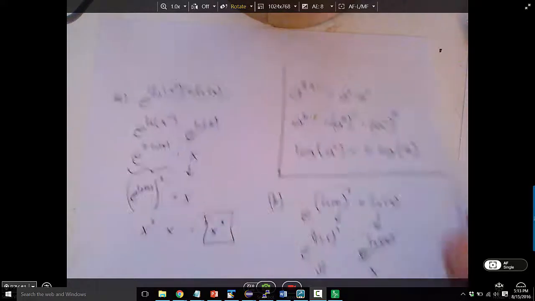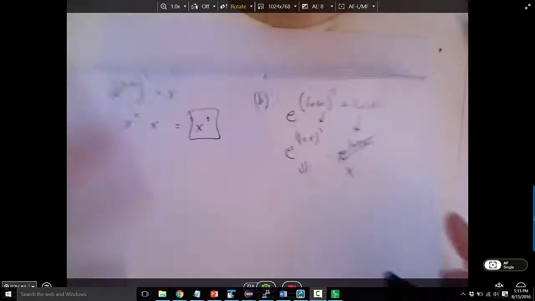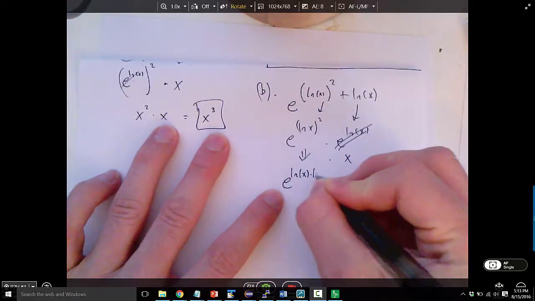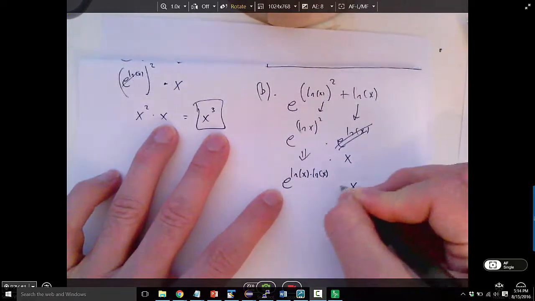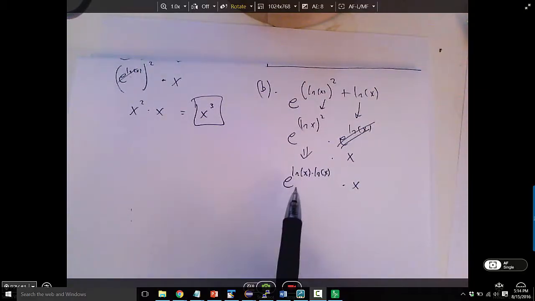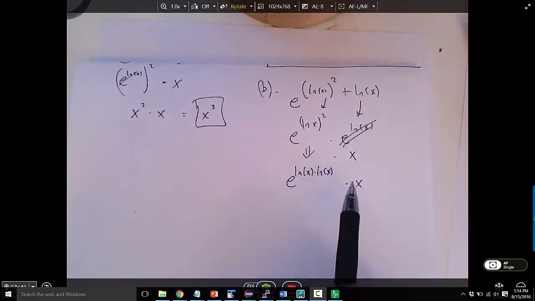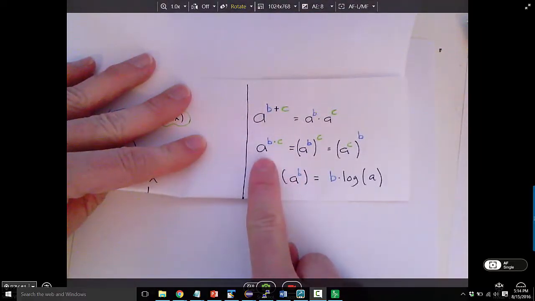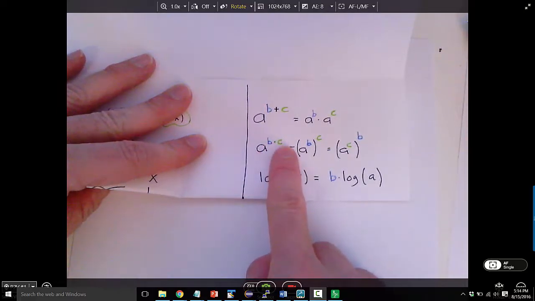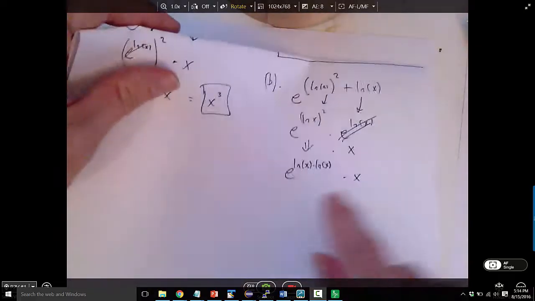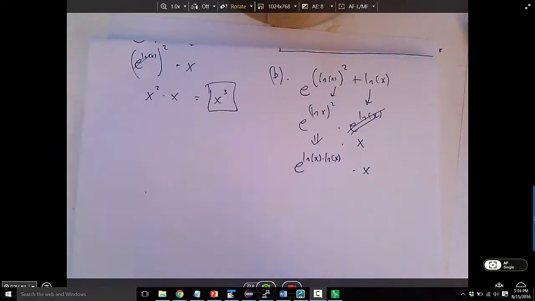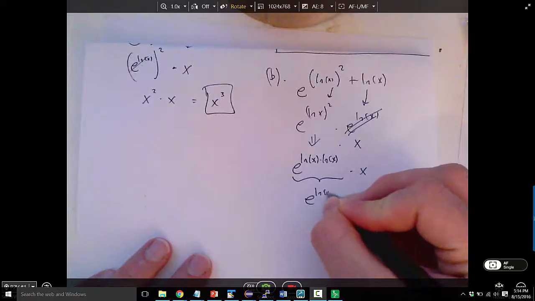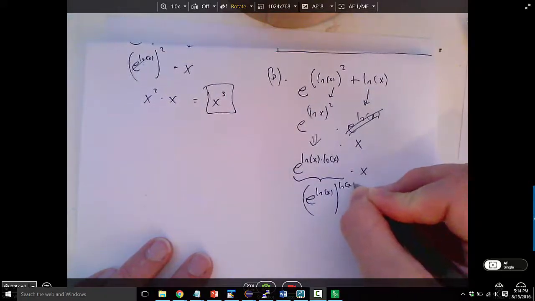So I'm just going to rewrite this as e to the natural log x times natural log x, and that's all times x. Now that I see it this way, it's e to the something times something. So I can reapply this same rule. I can rewrite it in either of those ways, and because the two things in the exponent are the same, it doesn't really matter. So I can rewrite this part as e to the natural log x, to the power of natural log x.